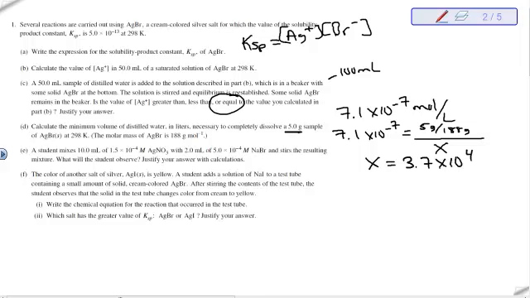3.7 times 10 to the 4th liters. So that's the volume we get solving this expression. It's a lot of water. So obviously it's not very soluble, which makes sense. The K value, or the solubility, is very low. The KSP is very low, meaning we need a lot of water. We need to really dilute this sample.